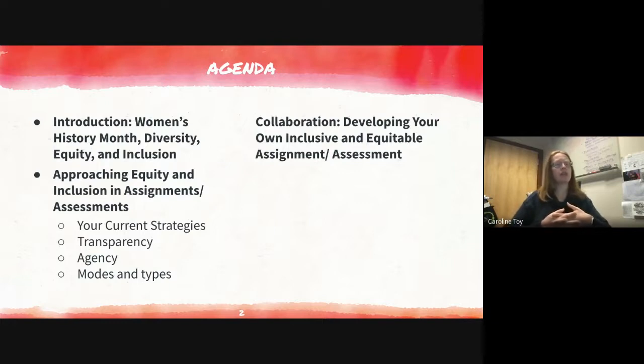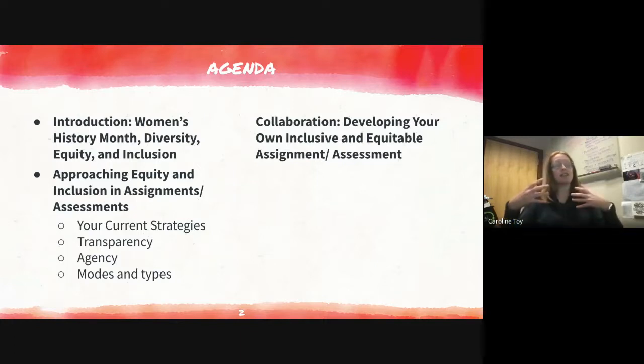Then I want to get your input on strategies you already use for equity and inclusion, which we've got a Google Doc where we'll do some brainstorming activities together. And also share some strategies with you, such as transparency, which some folks have heard about before and is very well studied. And then thinking about agency and also modes or types of assignments, and how those can serve to garner student interest, to encourage people to think about different perspectives, and also to meet certain universal design for learning needs.